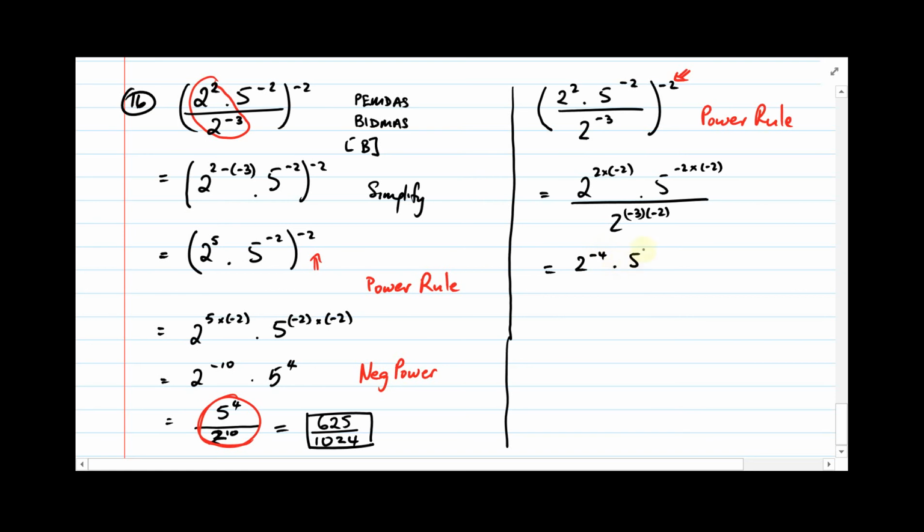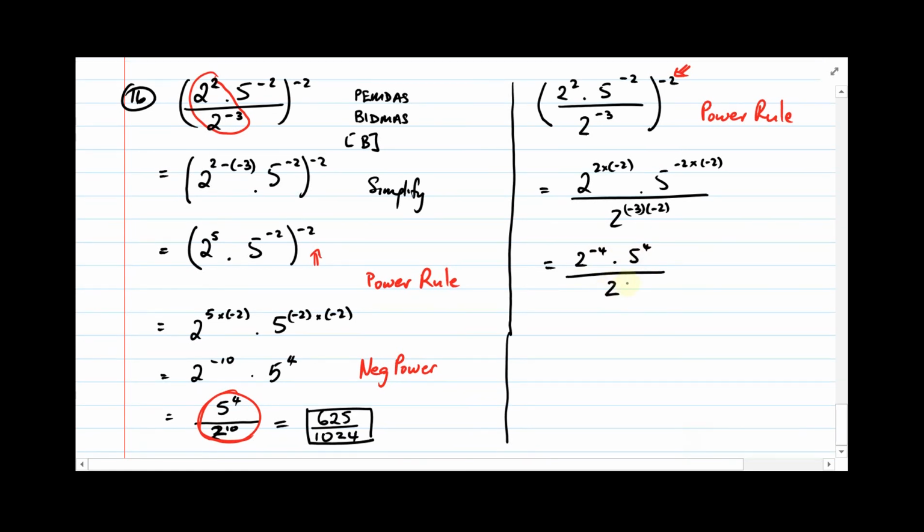What do I end up with? 2 to the negative 4 times 5 to the 4th, and 2 to the 6th. Now the only power that is negative is in the numerator. Based on the negative power rule, a to the negative n is 1 over a to the n. All this is saying is essentially, if I think about this as being in a numerator, I can move it to the denominator or vice versa to change the sign.